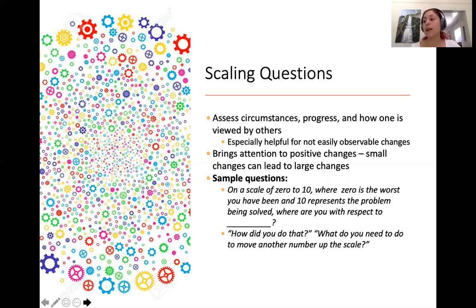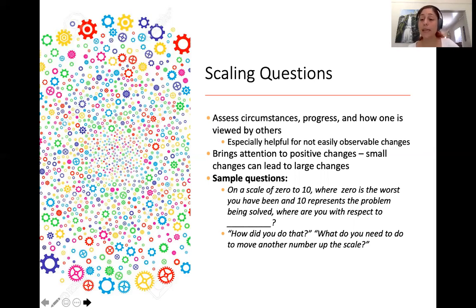They can be used when you don't have enough time, perhaps, to use the miracle question, if you're wanting to gain more insight into the extent of the negative feelings, if you're wanting to assess motivation or confidence. All of those things would be appropriate to assess with a scaling question. And the sample questions are provided here on a scale of 0 to 10, where 0 is the worst you've been and 10 represents the problem being solved. Where are you with respect to whatever the problem is, like feeling confident? And the person would rank, say, a 2.